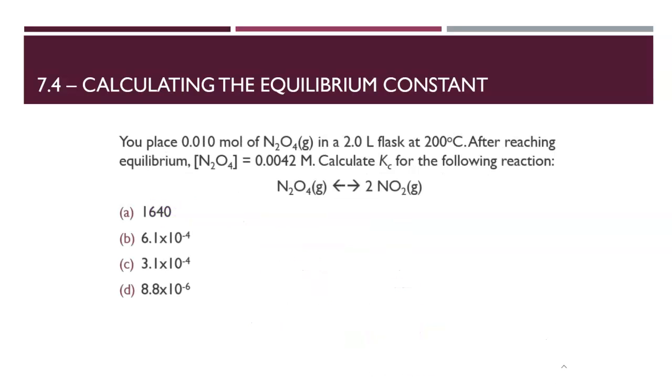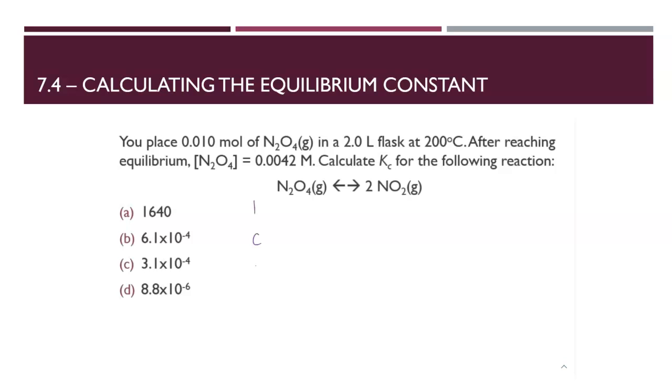So in this question, we're looking at 0.010 moles of N2O4 gas in a 2-liter flask at 200 degrees Celsius. It reaches equilibrium by decomposing into NO2. And at equilibrium, our concentration of N2O4 is 0.0042 molar. Then it asks us to calculate Kc for the following reaction. So even though this is a multiple choice question, we're still going to go through the same steps that we did before. So we're going to start with our ICE table.